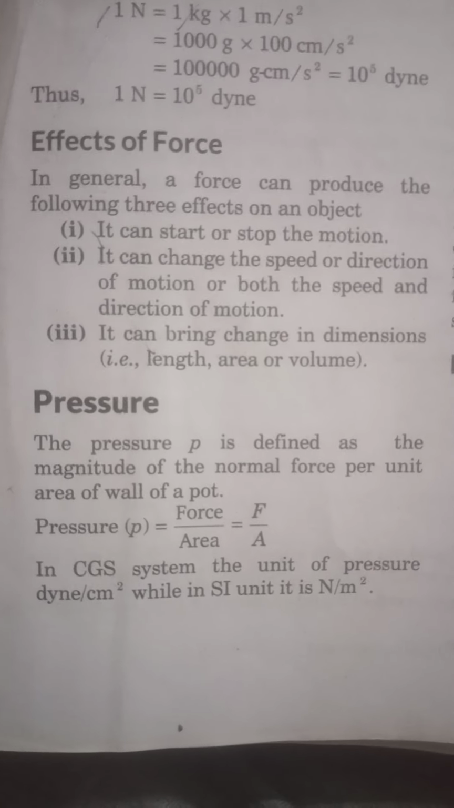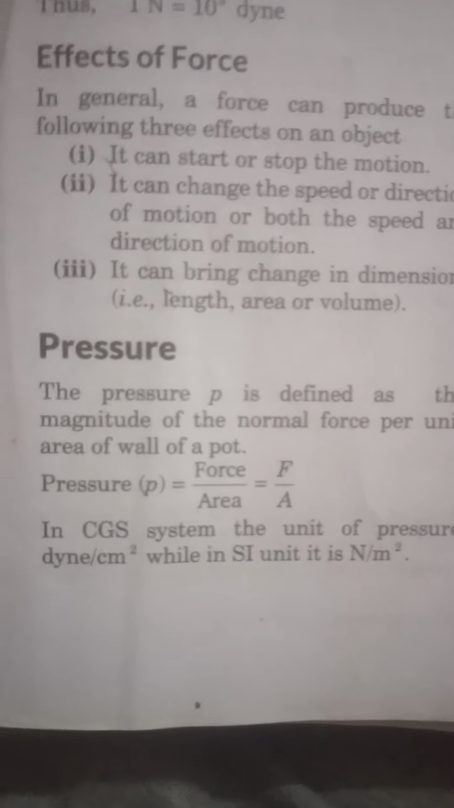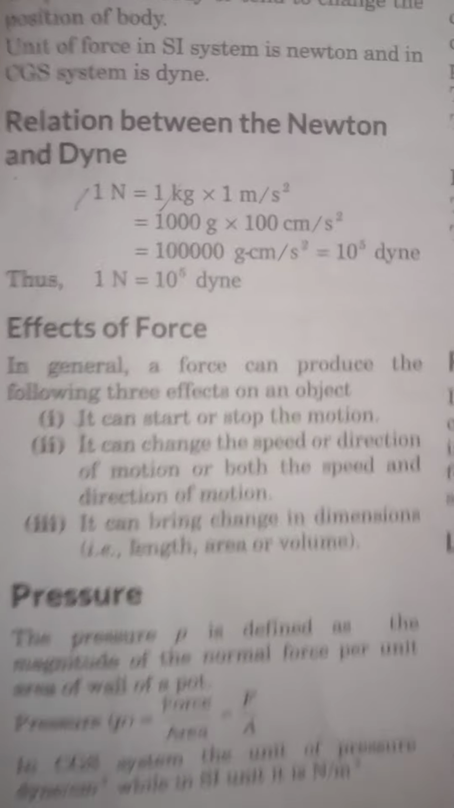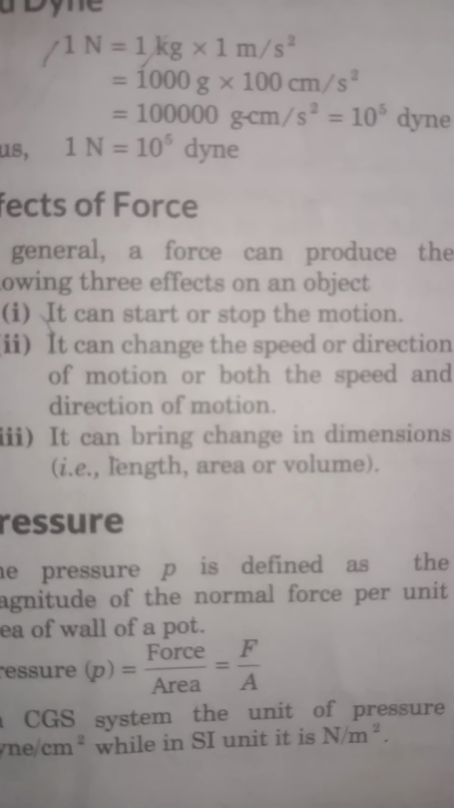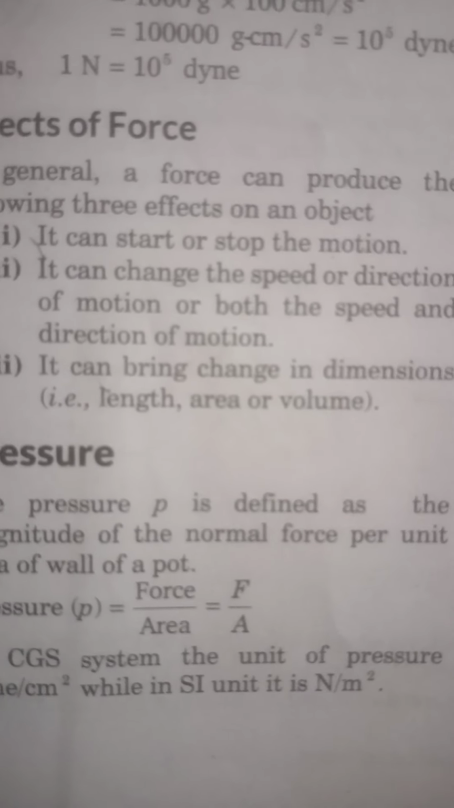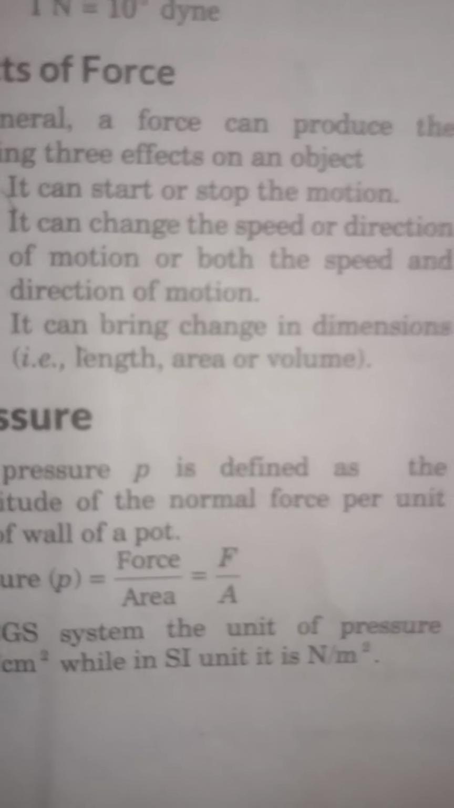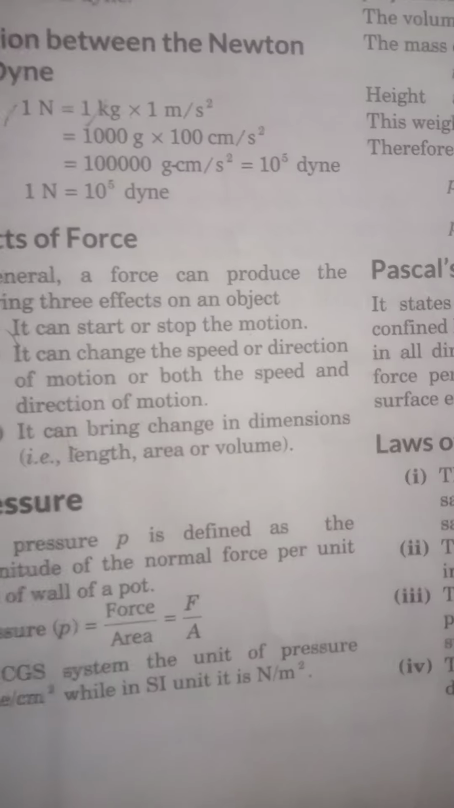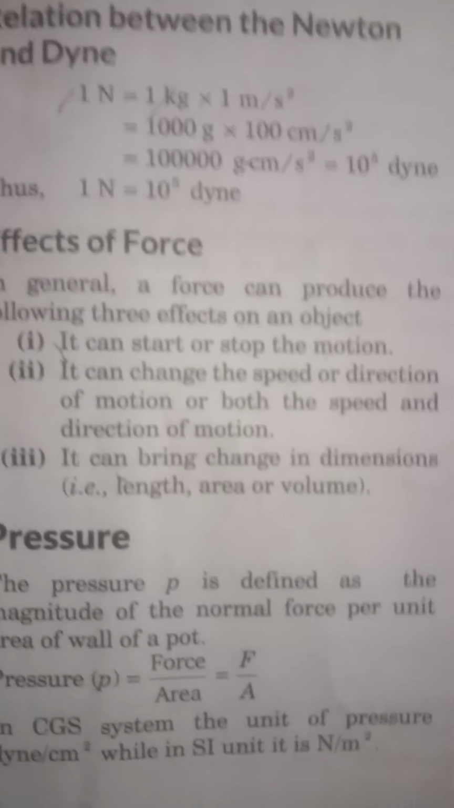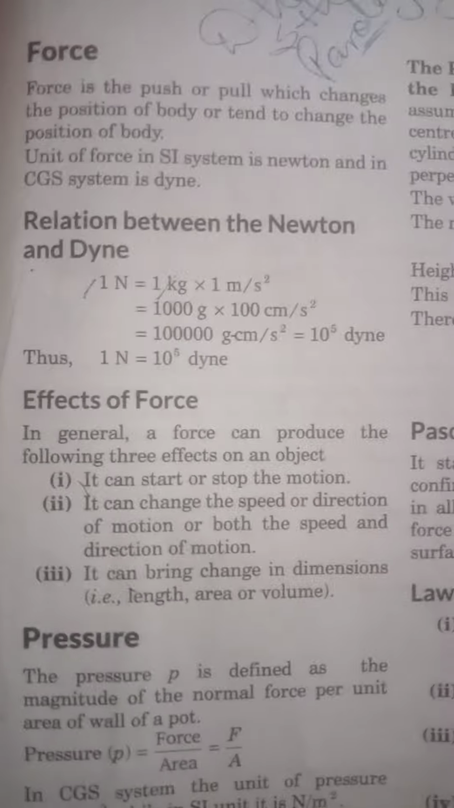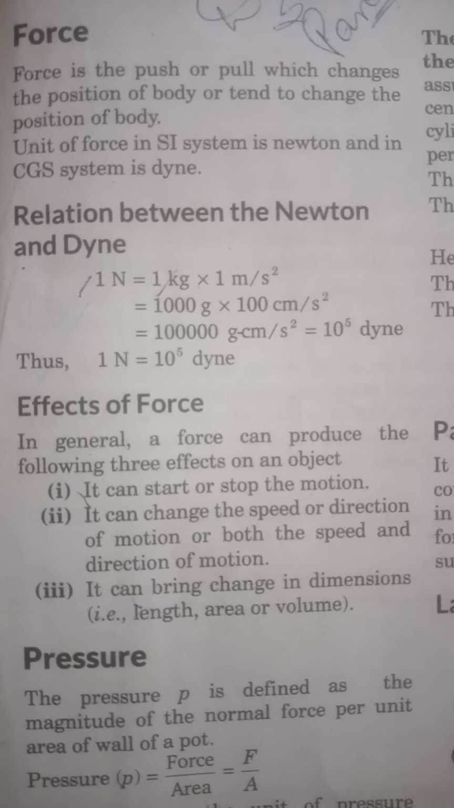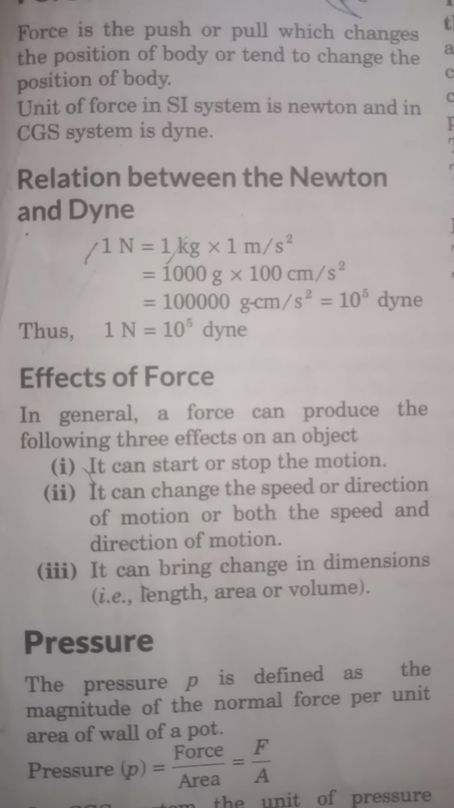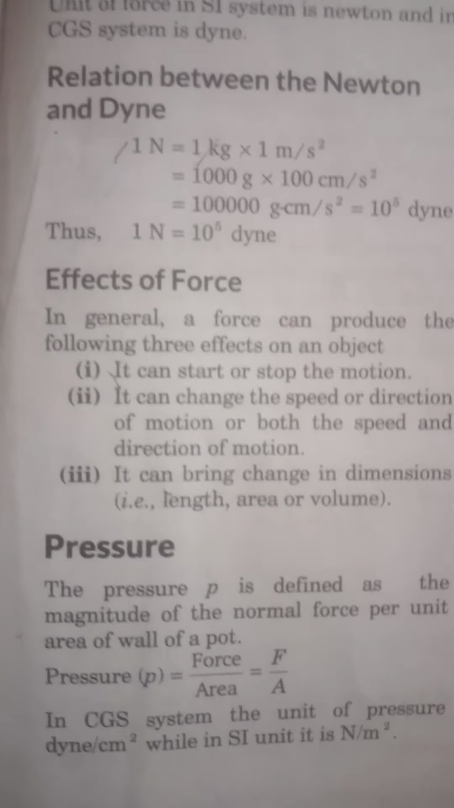In CGS system, the unit of pressure is dyne per centimeter square, while in SI unit it is Newton per meter square. So today we have tried to understand force, the relation between the Newton and dyne, effects of force and pressure.